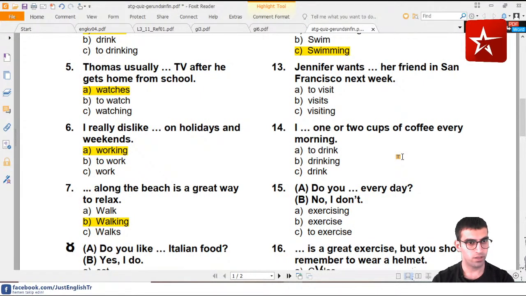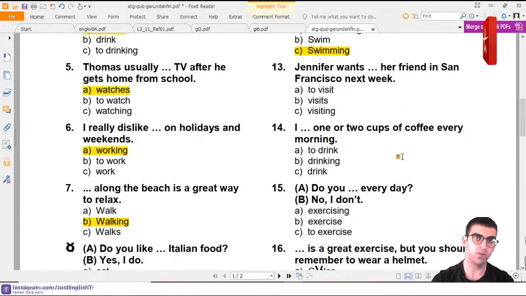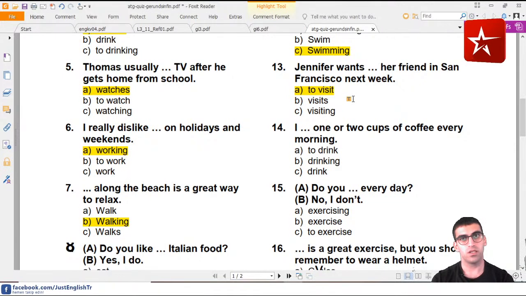13, Faruk Savaş says to visit. Mehmet says A, to visit. Yes, after want, we have to use visit. 13, the correct answer is A, to visit. Yes. Jennifer wants to visit her friend in San Francisco next week.